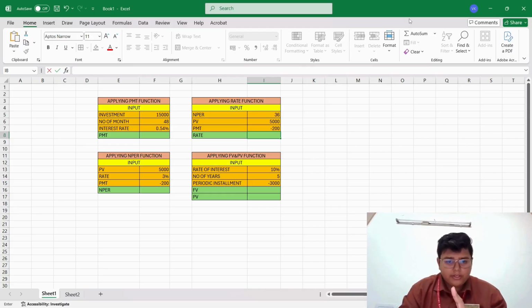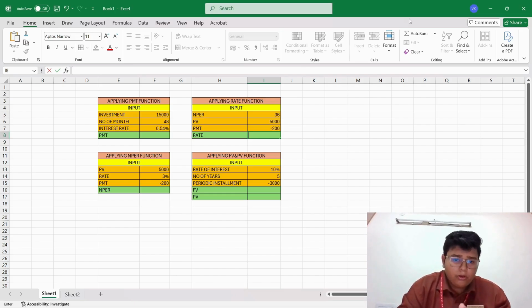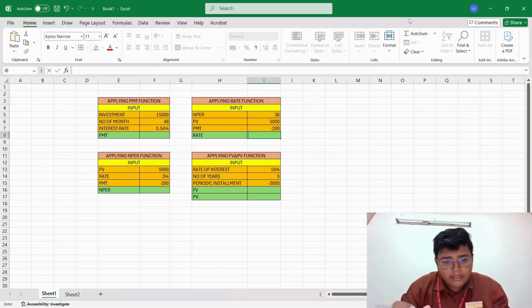What are the financial functions we are going to learn today? They are RATE, PMT, NPER, PV, and FV. First we will start with the RATE function. The RATE function calculates the interest rate per period of an annuity, loan, or investment. When we pay loan interest, we need to know the loan interest rate, and by this we can come to know it.